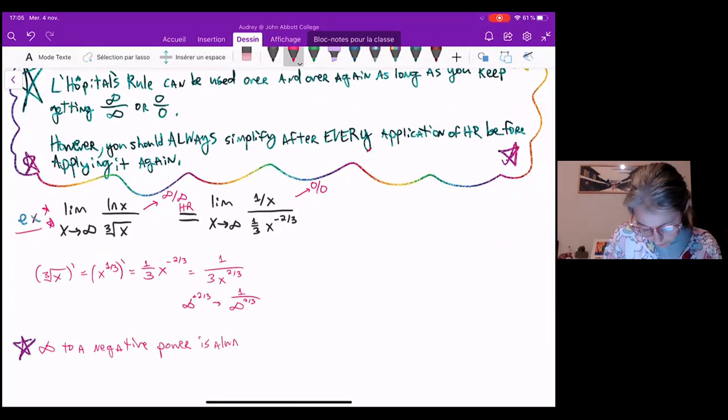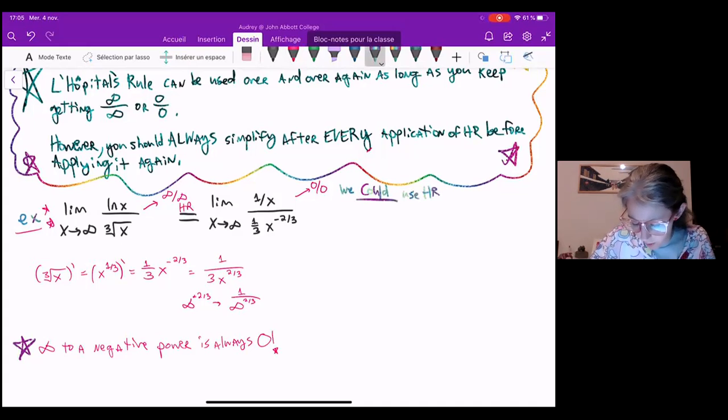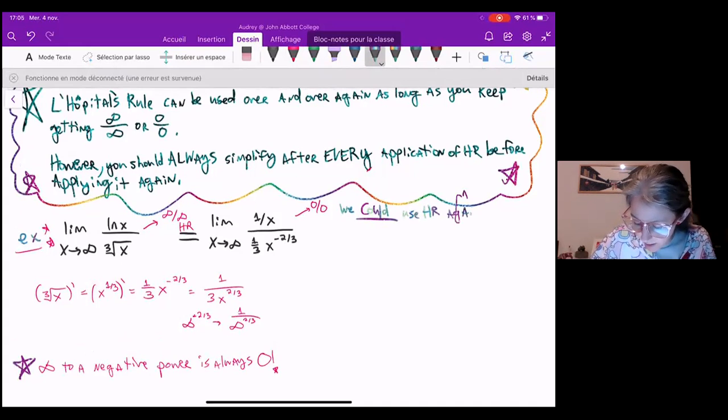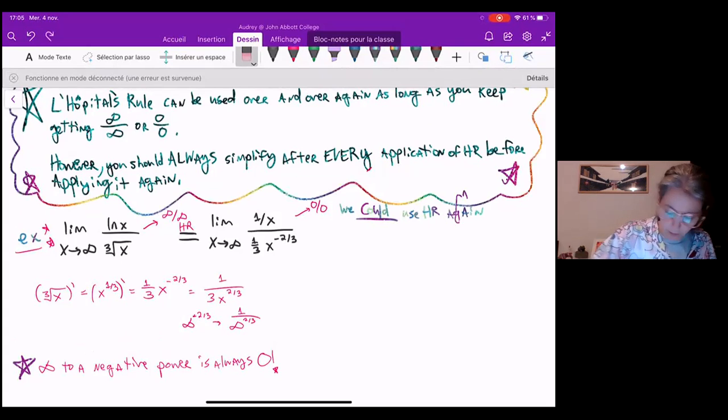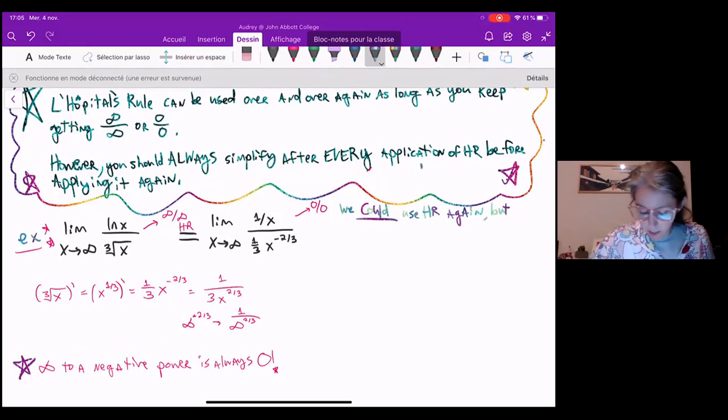is always 0. Okay, so I could use L'Hopital's rule again. We could use L'Hopital's rule again, but what we just said up there is that that's not the best plan. That's usually not the best plan. I am going to want to simplify before I just apply it again, so simplify first.